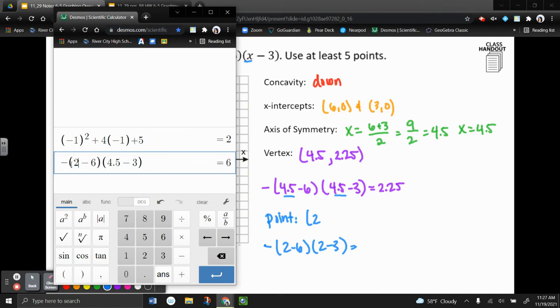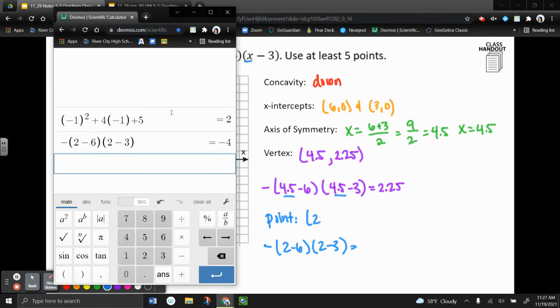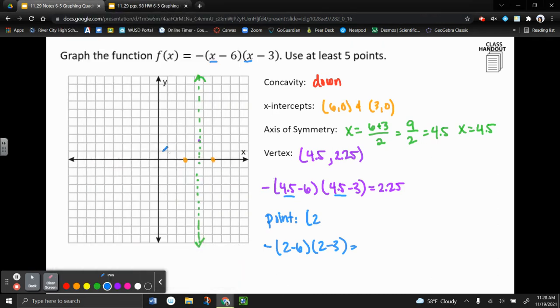So now our x value is 2. We get negative 4. So 1, 2, 1, 2, 3, 4. And that's where we would expect it to be, given our parabola is concave down.